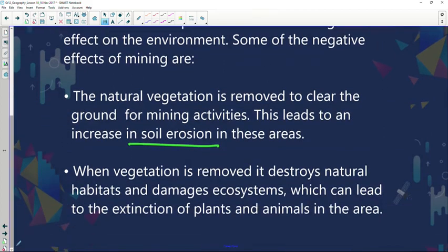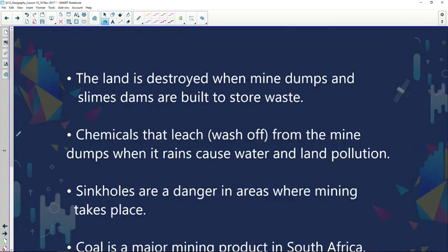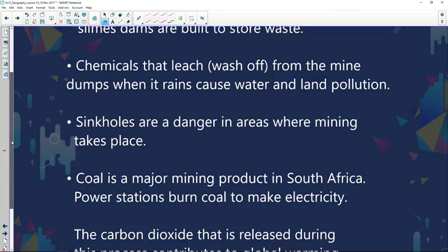And it's not only soil erosion, but the ecosystems are also being damaged. The natural habitat of animals is being disrupted. As you can see, the land is being destroyed, especially with the mine dumps, and chemicals that leach into the soil and eventually into our water tables, which pollutes our water. And already we discussed that South Africa does have a shortage of rainfall, so we need every single drop of water to be unpolluted. And sinkholes can be created, like I've discussed in the previous lesson, because of the digging taking place. Some surface areas might collapse.